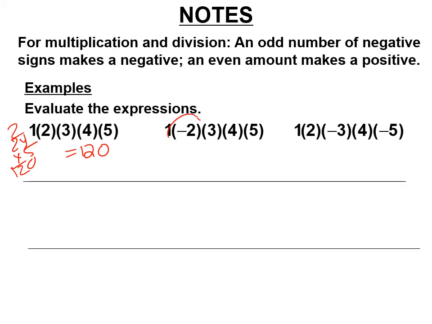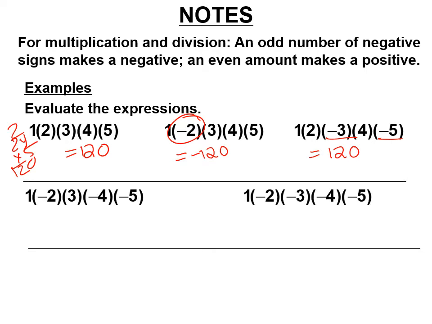Well, this one has one negative in it, and it's negative 120. This one has two negatives in it. It goes to positive 120. Let's see how that pattern continues. Try those two. Well, with three negatives, I can tell you it goes back to negative 120. Now, you could go out and do the work if you want, but it does. Four of them make positive 120.